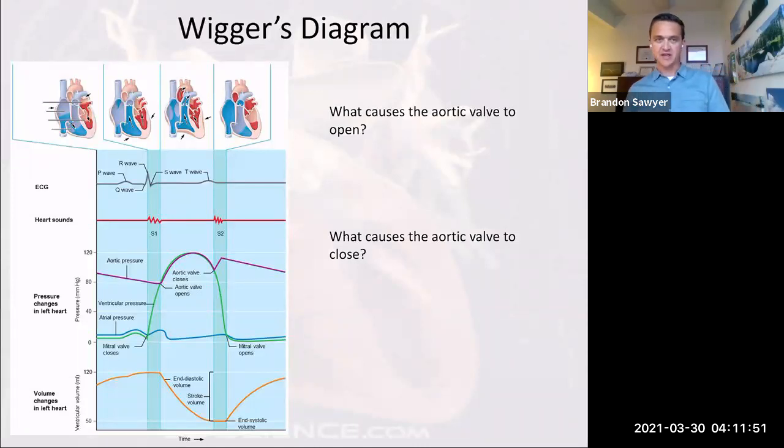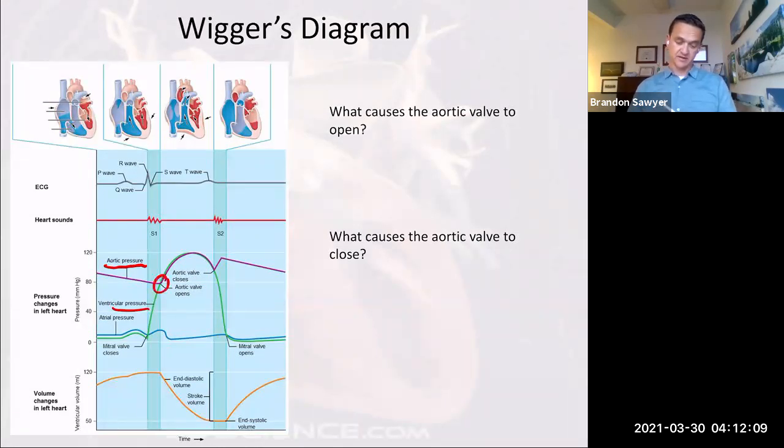Okay, and this diagram kind of gets at that. We won't dive into this too deeply at all, but what causes the aortic valve to open? We'll see this one shows aortic pressure, and it shows ventricular pressure. And that's what I was just saying, that when the pressure in the ventricle exceeds the pressure in the aorta is when it opens, right?